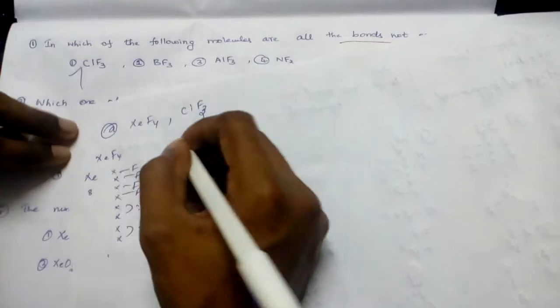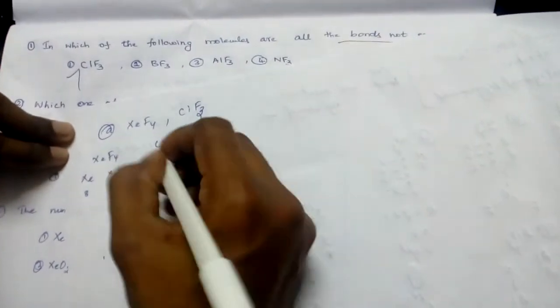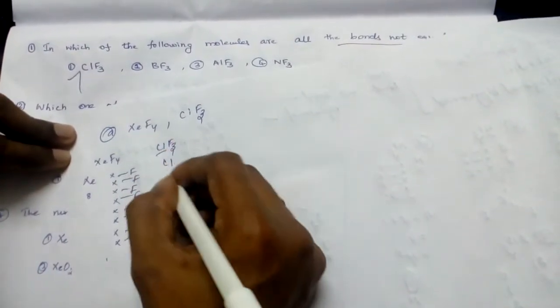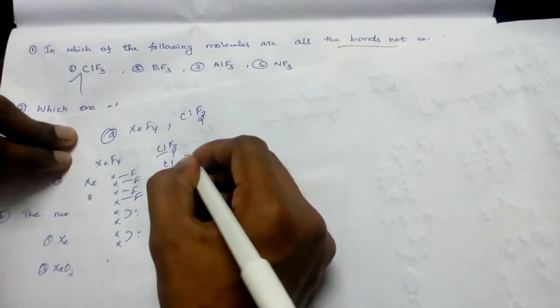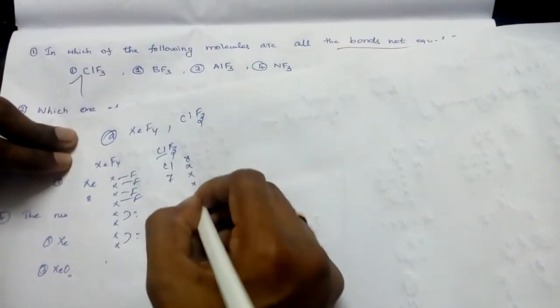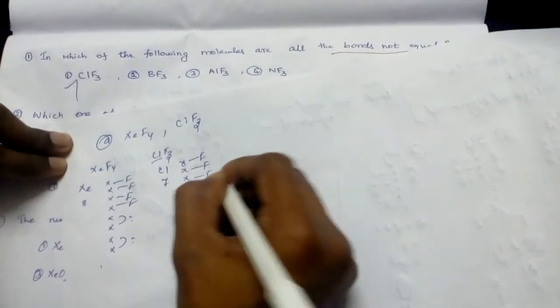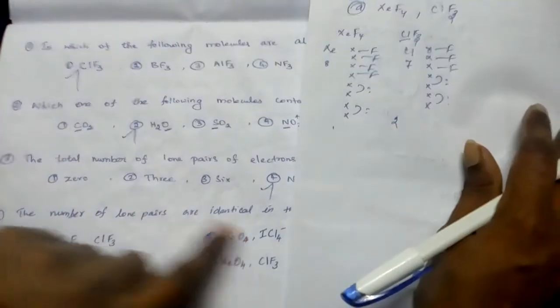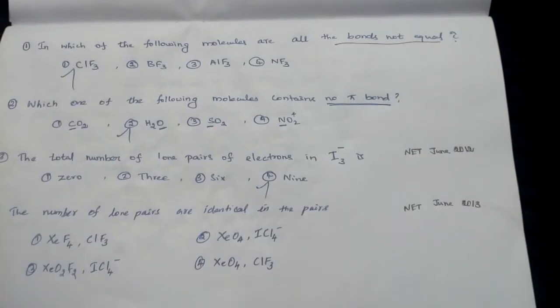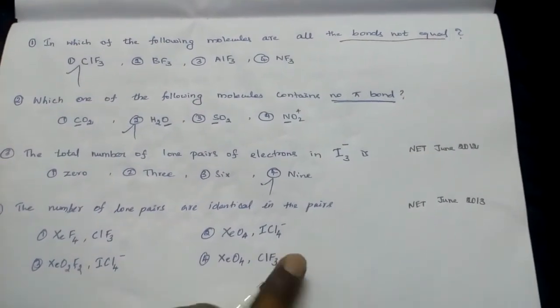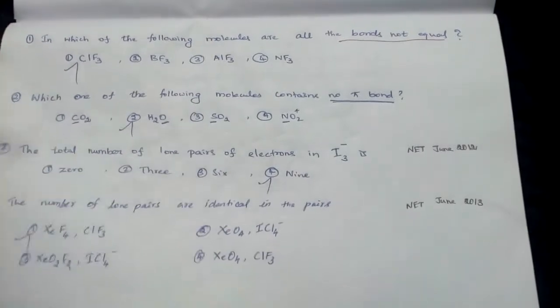Here they only ask about the lone pairs, so don't bother about the hybridization. Next check ClF3. Chlorine is the central atom. Chlorine comes under the 7th group, so 1 2 3 4 5 6 7, with 1 fluorine. So the lone pair electrons are 2 lone pairs. So these two species have the same number of lone pair electrons. You can check the other options; the other options don't have equal lone pairs.